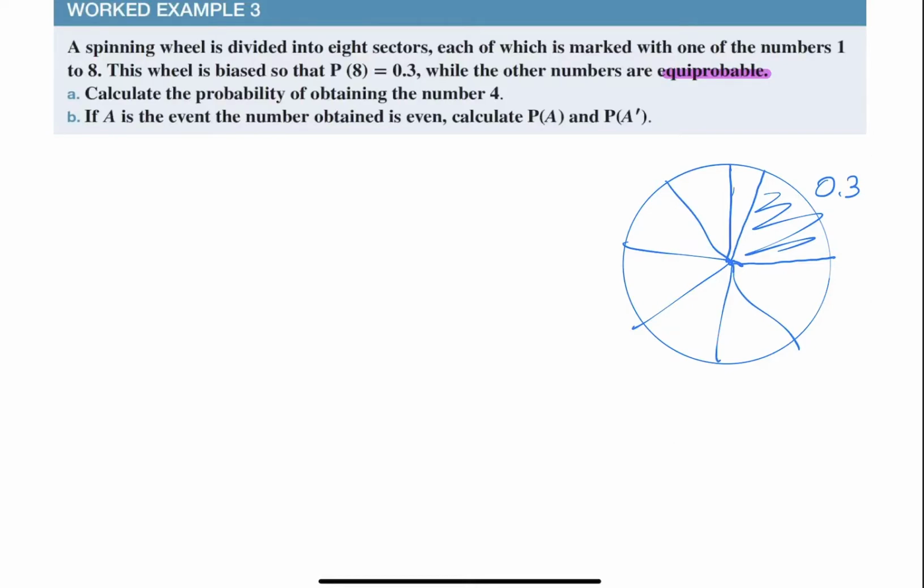Okay, so if they say calculate the probability of obtaining a number 4, if this was the number 8, then getting a 4 is exactly the same as getting any one of the other numbers, because they've got the same chance. So the probability to get any of the other numbers is the probability of not getting 8. What's the probability of not getting 8? Well, that will be 1 take away 0.3.